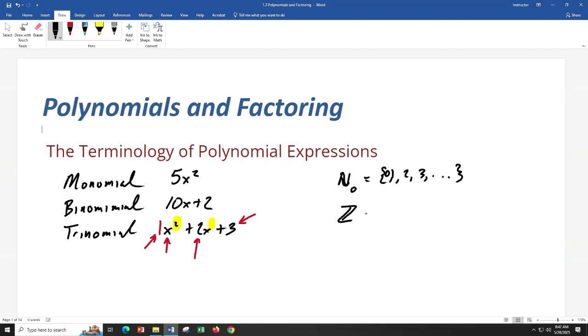Then we have, anybody remember what this term is? When you see a Z. Integers. Integers, okay? Remember, that's any number of the set ..., -3, -2, -1, 0, 1, 2, and so on. Okay? How about this guy right here?